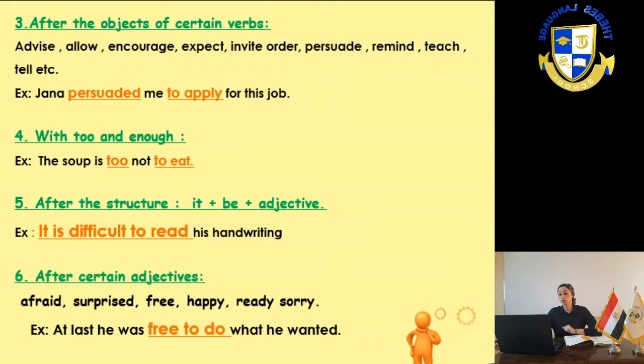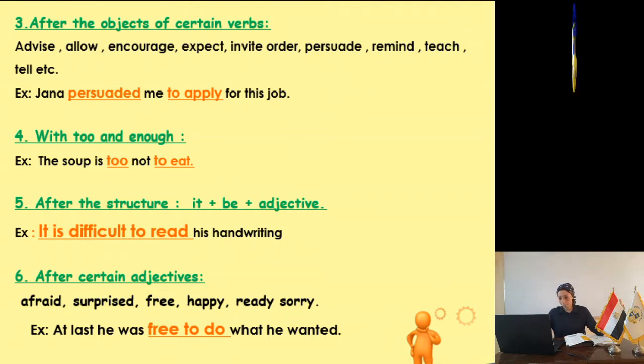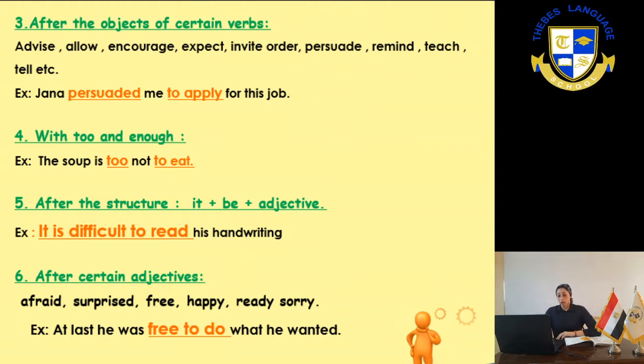The fourth usage is with too and enough. The soup is too hot to eat, or the soup is not hot enough to eat. The fifth, after it plus be plus adjective. For example, it's difficult. I can't say it's difficult read. No, it's difficult to read his handwriting. It's easy to go camping, and so on.